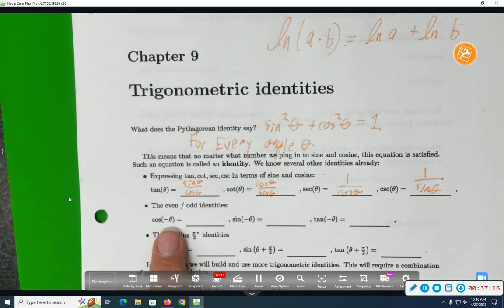There's the even-odd identities. Cosine of negative theta is the same as... I said that with a question mark at the end there. So it's definitely either plus or minus cosine theta, just from context, right? Folks for plus cosine theta? Folks for minus cosine theta? Folks who would like to be reminded of the easy way to figure it out? Nice. In terms of the unit circle, what is cosine?